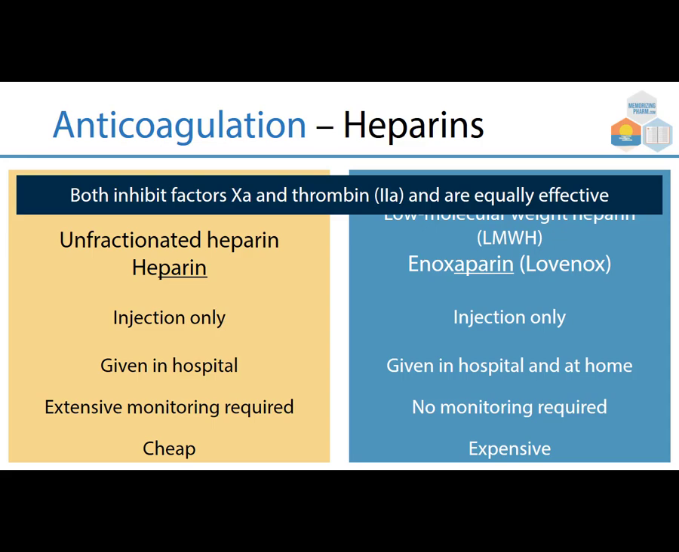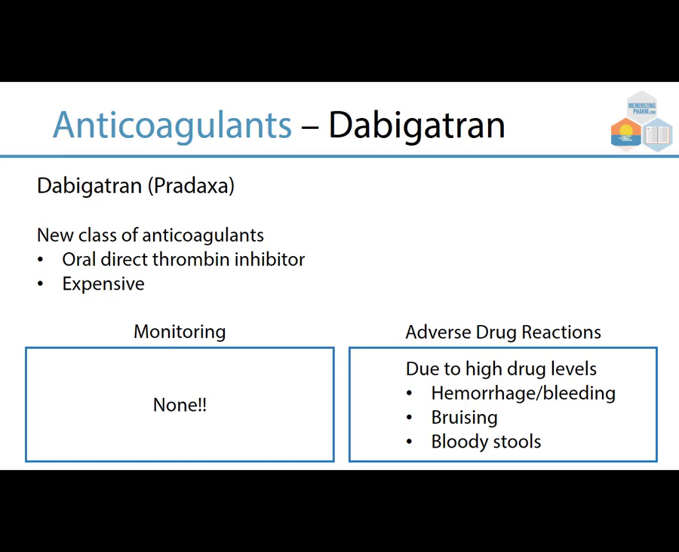to enoxaparin. Now, as we look at the anticoagulants, and one of the newer ones, Dabigatran, brand Pradaxa, it's an oral direct thrombin inhibitor. It's quite expensive, but it doesn't require monitoring. We do have adverse drug reactions like hemorrhage and bleeding, bruising, bloody stools. And while it doesn't require monitoring, not having monitoring also says that we may not know how the patient is doing as well as if we did when we had warfarin.